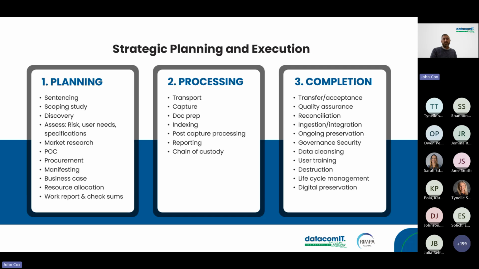Also, things like manifesting. You're going to be handing over hundreds of thousands of unique records, making sure you've got a chain of custody, that you're keeping account of those records, and making a business case. So when you're asking for your funding, it's important to have all of this information so that when you go and ask for hundreds of thousands, maybe even millions of dollars, that you really understand that business case.